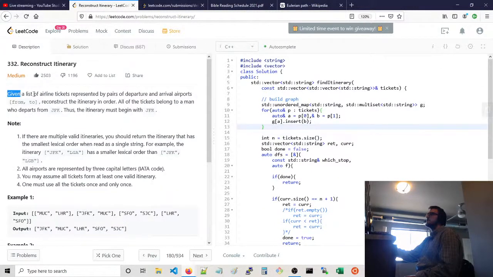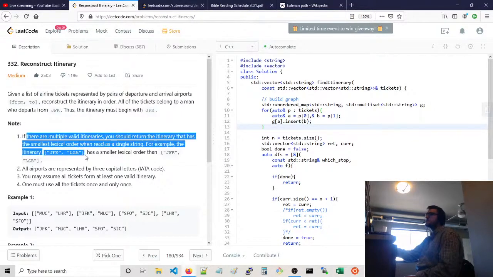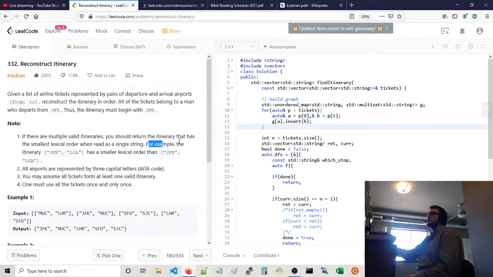Given a list of airline tickets represented by pairs of departure and arrival airports, from and to, reconstruct the itinerary in order. All of the tickets belong to a man who departs from JFK. Thus, the itinerary must begin with JFK. If there are multiple valid itineraries, you should return the itinerary that has the smallest lexical order when read as a single string. For example, the itinerary JFK LGA has a smaller lexical order than JFK LGB. All airports are represented by 3 capital letters, IATA code. You may assume all tickets form at least one valid itinerary. One must use all the tickets once and only once.